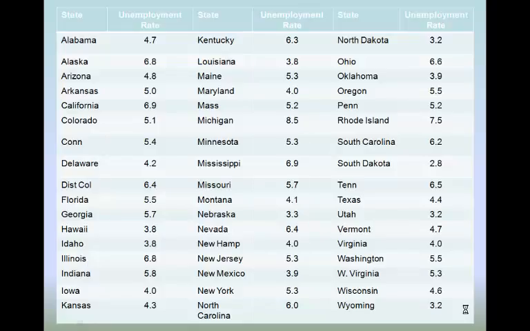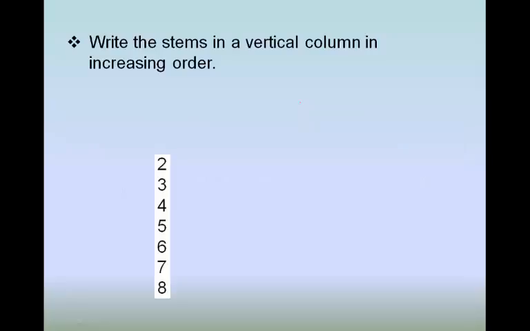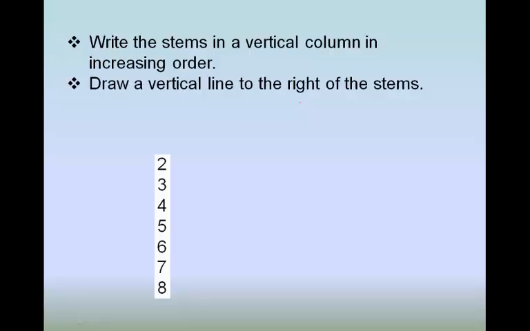If we go back to the data and scan, we notice that the smallest data value is 2.8 and the largest data value is 8.5. So our stems will go from 2 to 8. Then we're going to draw a vertical line just to the right of the stem so we can separate the stem and leaf sections.